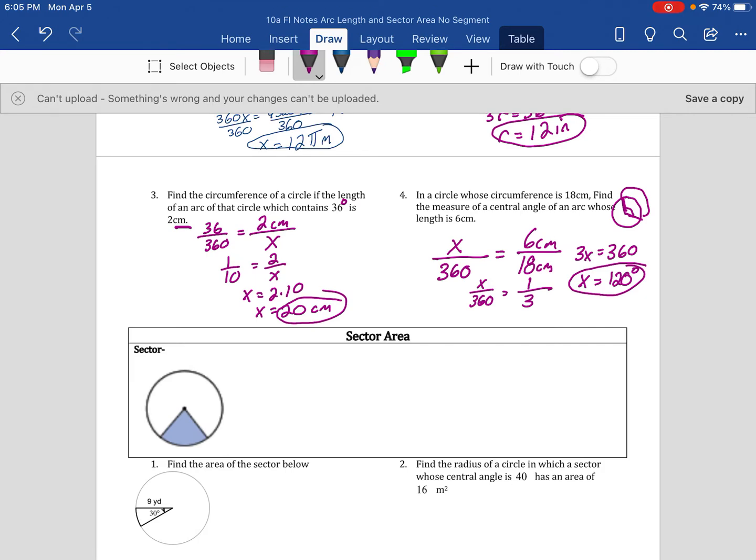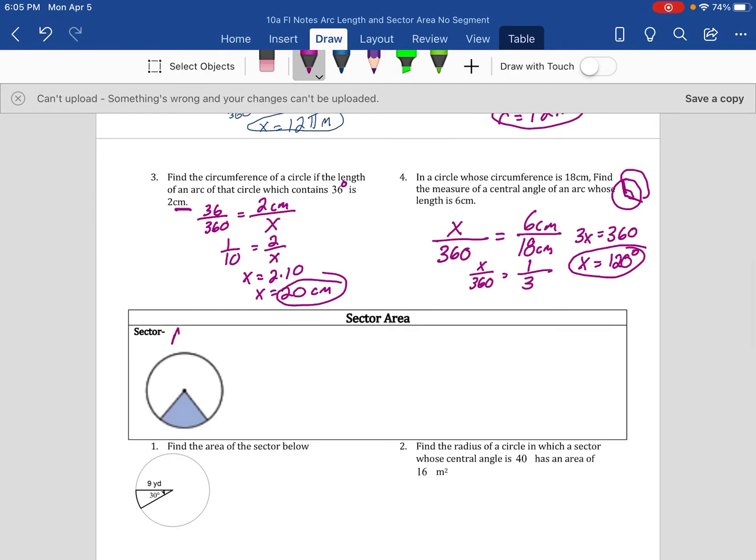Okay, sectors are the same. This is why I like teaching it this way. Sectors are a lot like your arc length, except instead of a portion of the circumference, it's a portion of the area of the circle.